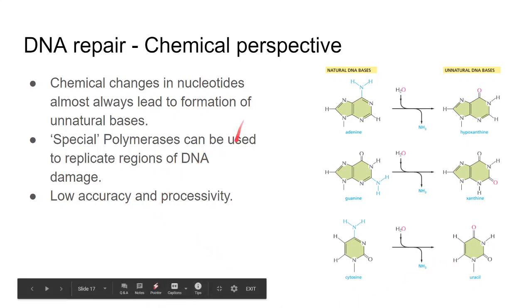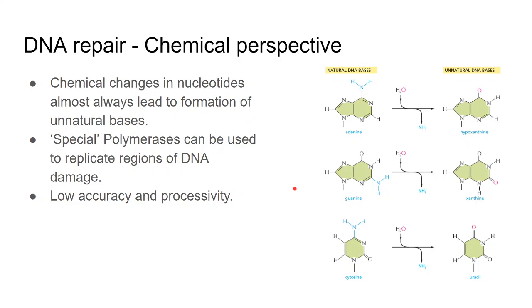So what about replication? What if these changes occurred right before replication? You would not have enough time to repair this. And that can happen. Imagine a thymine dimer. If your DNA replication machinery reaches a thymine dimer, it will stop there. Your DNA replication machinery does not know how to deal with DNA damage. The regular machinery cannot deal with DNA damage, and it leaves.